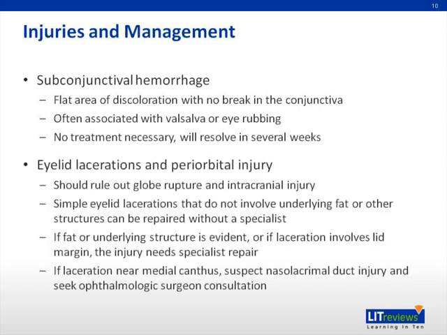Eyelid lacerations and periorbital injury. These are things where you want to really rule out globe rupture if you have any suspicion for it. Intracranial injury, although relatively uncommon, if the mechanism is right, you certainly want to be on the lookout for that.